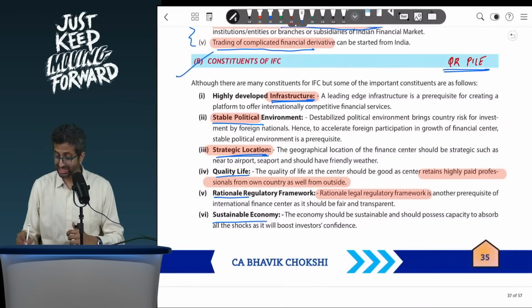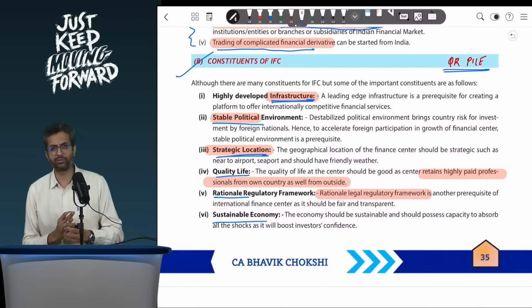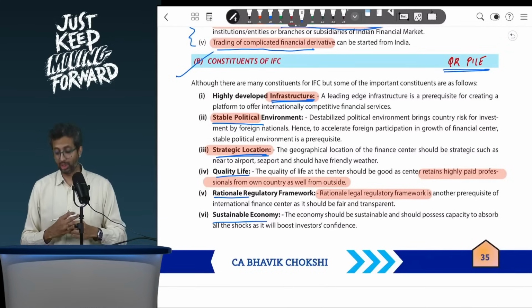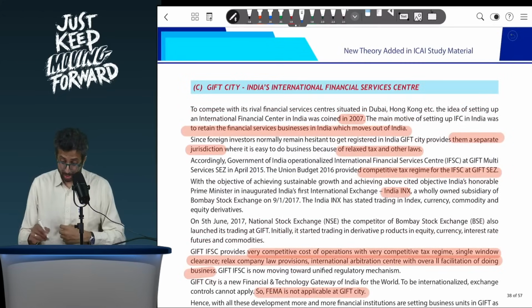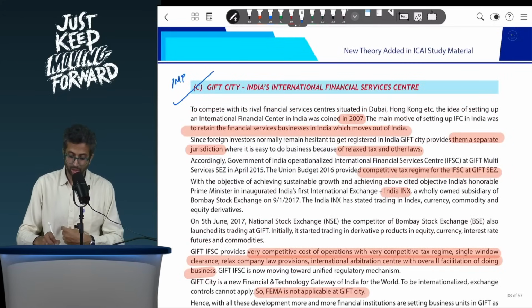We have mentioned this as QR PILE over here. Q is quality of life. R is rational regulatory framework. P over here is stable political environment. I over here is infrastructure which has to be highly developed. L over here is the strategic location, L for location, and E is the sustainable economy. So you can just refer to this, and probably have a note for the Gift City.